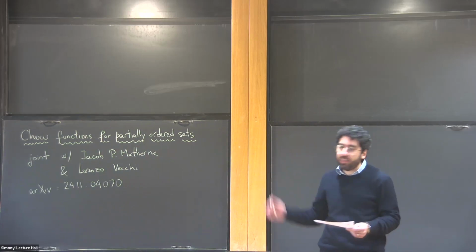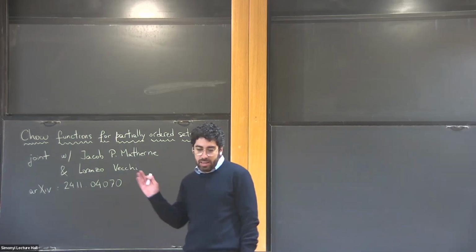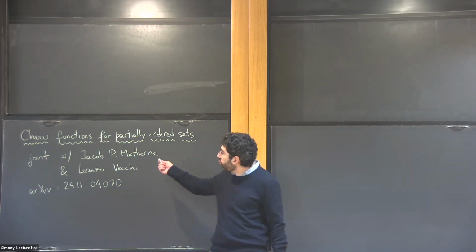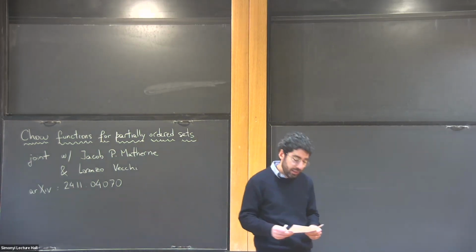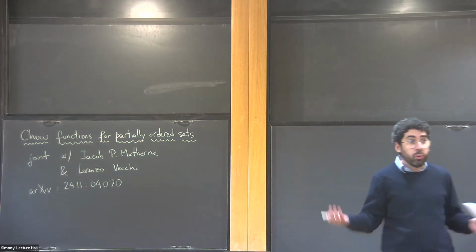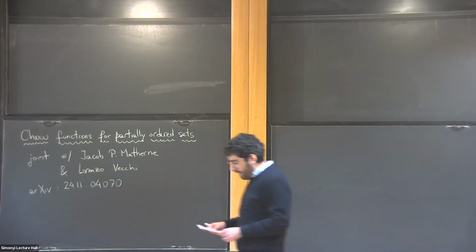So as Jun said, the title of my talk is Chow functions for partially ordered sets. This is based on a preprint that we put out last month with Jacob Mathern and Lorenzo Vecchi. The title of the paper is the same as the talk. You're welcome to take a look if you have interest in this.